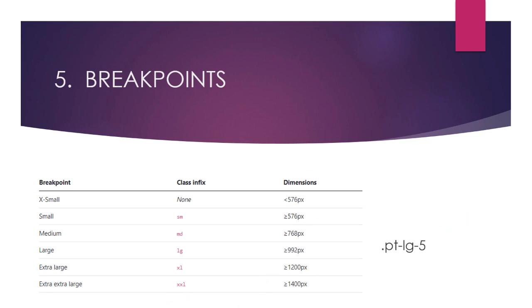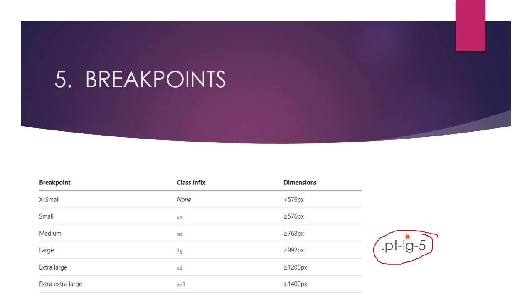So over here we have PT LG5. This means that you can specify the screen size that you want the padding to apply at. So PT simply means padding top. So this means that at large screen sizes I want a padding top of 5. Okay, so this is very easy.